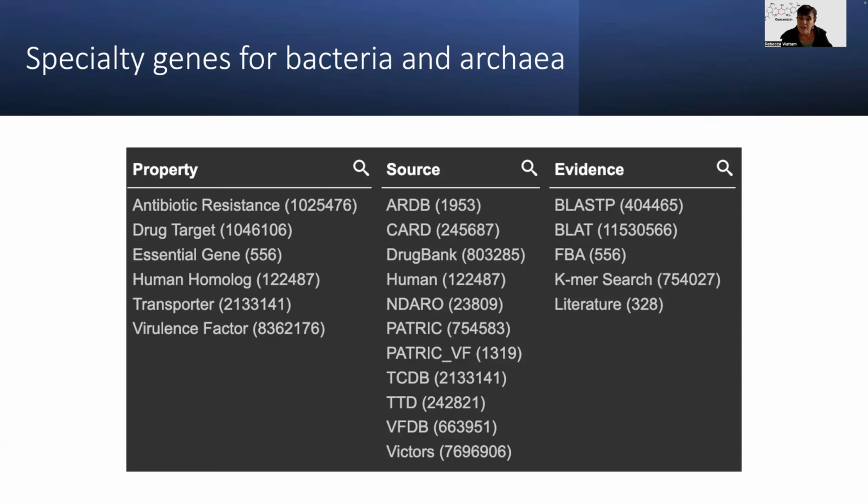Now, when you get the results, you'll be able to see how those things were mapped. It was either by BLAST-P, by BLAST, by the FBA flux balance analysis, which is part of the essential genes, a K-mer search, or literature. And if it is literature, there'll be a PubMed ID that you can actually link to.